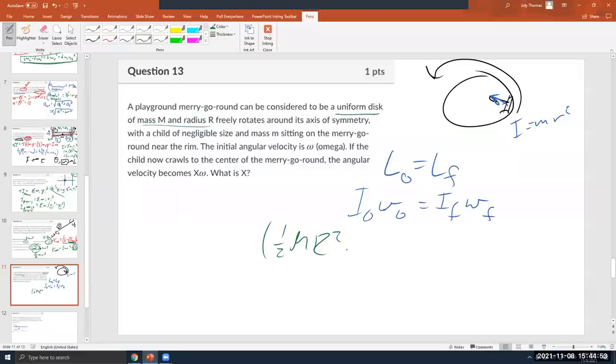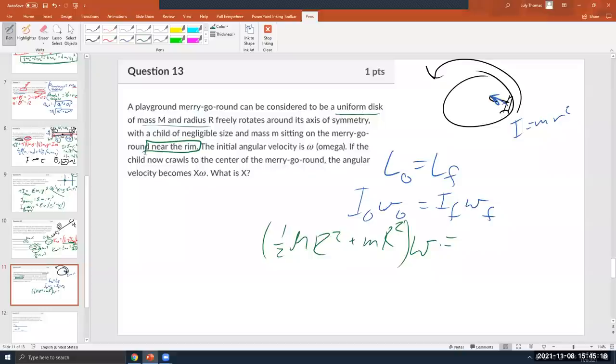The child has negligible size and mass m. So that will just be a little m times r². Why is the little r equal to the big R? Because the child is sitting near the rim. And we're told the initial angular velocity is just omega.